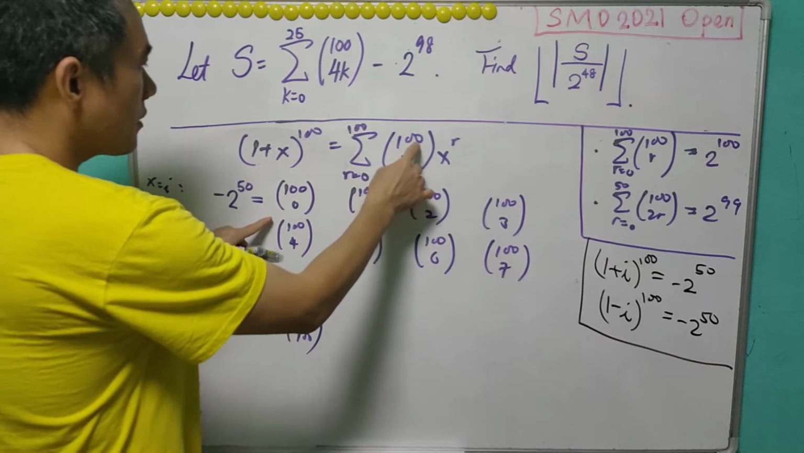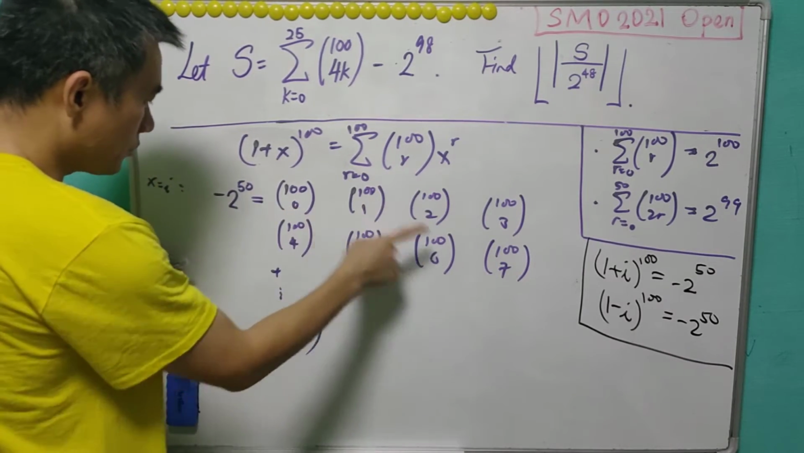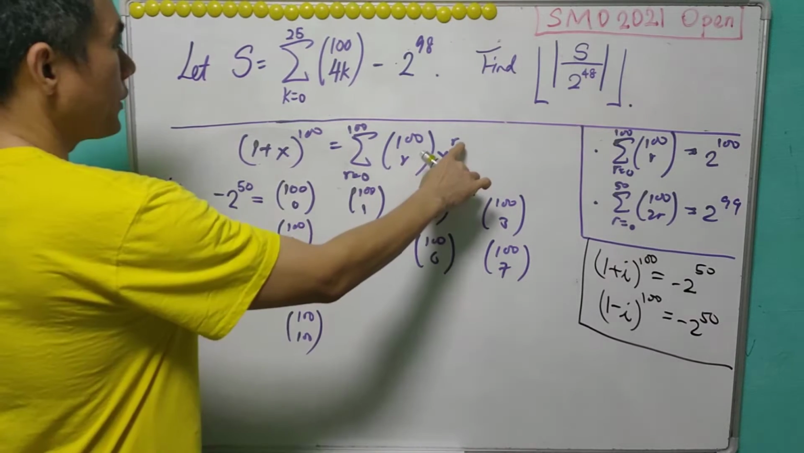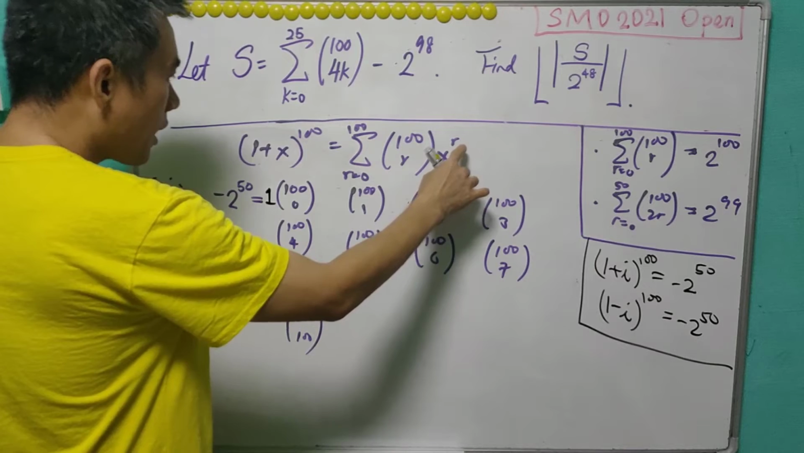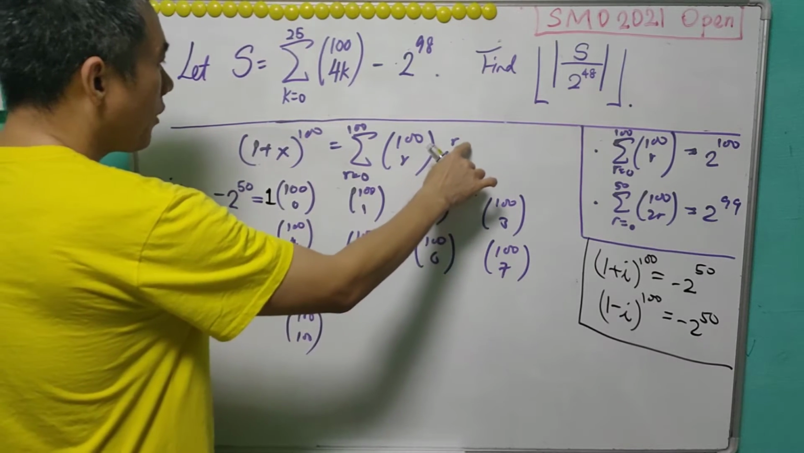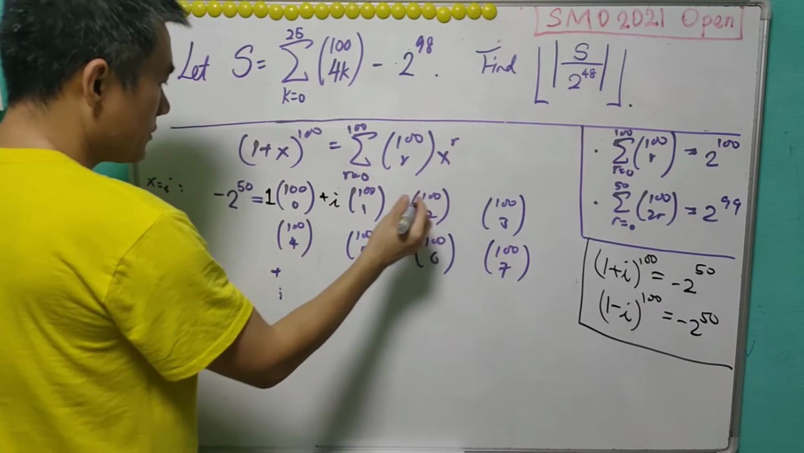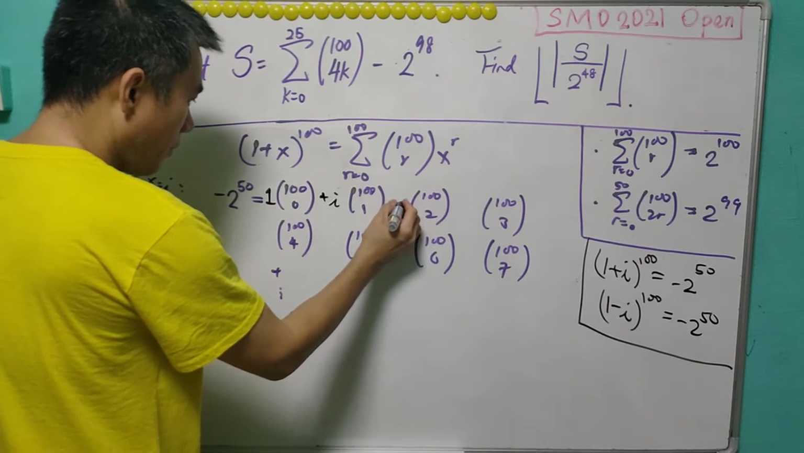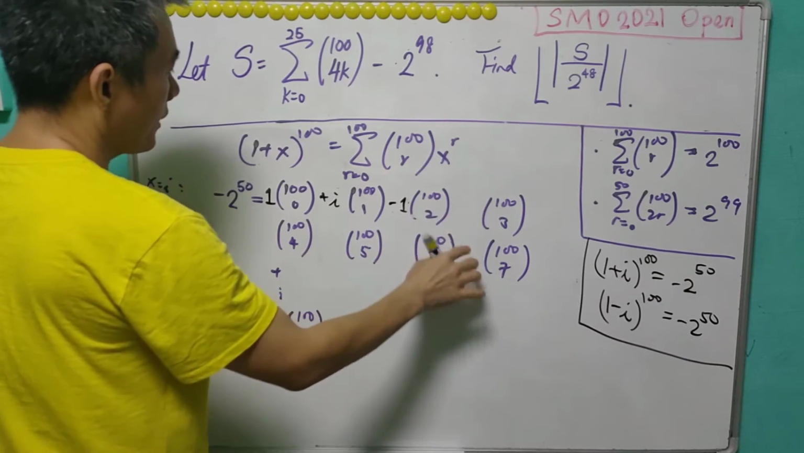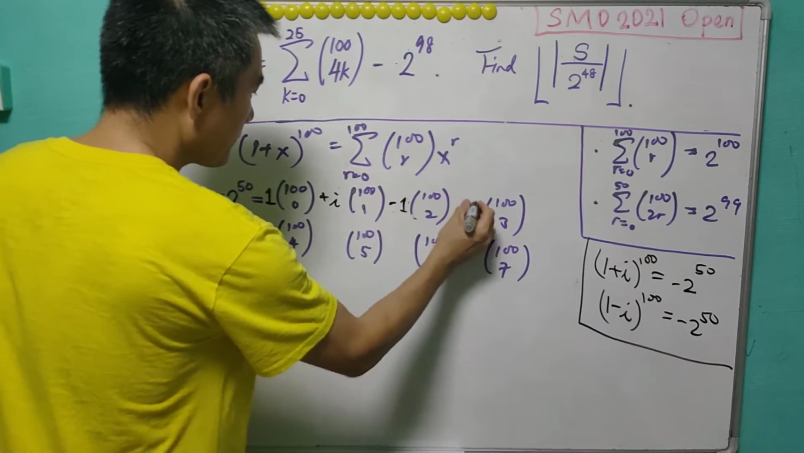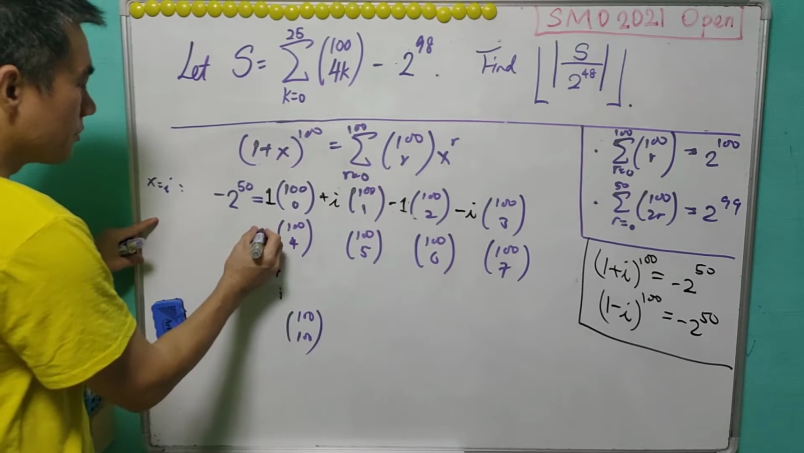Let me just write it out. 100 choose r for all r from 0 to 100. When r equals 0, i to the power of 0 is 1. When r equals 1, i to the power of 1 is i. When r equals 2, i to the power of 2 is negative 1. When r equals 3, i to the power of 3 is negative i. And when r equals 4, it will repeat again.